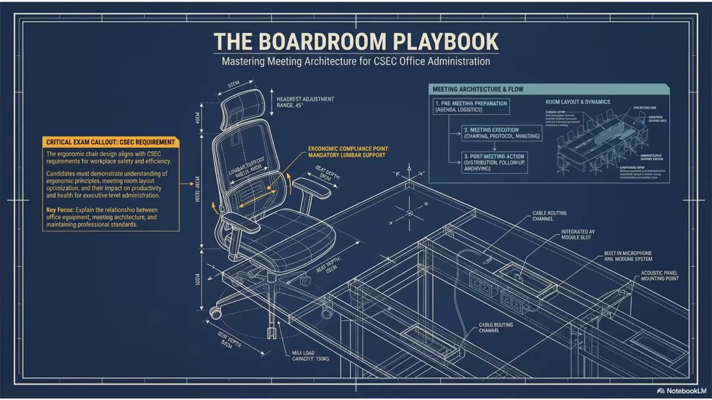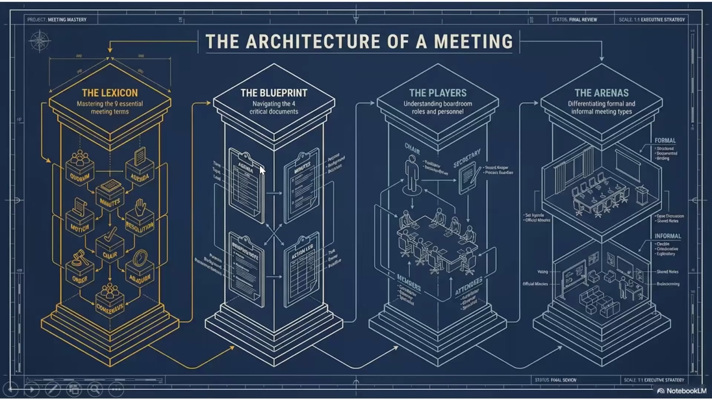Now let's look at section 4, meetings. We're going to look at some of the terms used in a meeting, when to use them, what they mean, and some of the procedures in a meeting. That's some of the essential meeting terms, some of the documents used in a meeting, the roles of the different persons in a meeting, and being able to tell the difference between a formal meeting and an informal meeting.